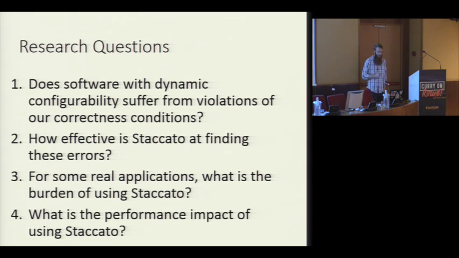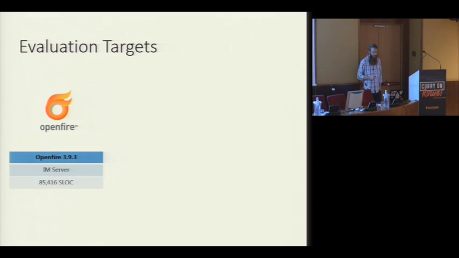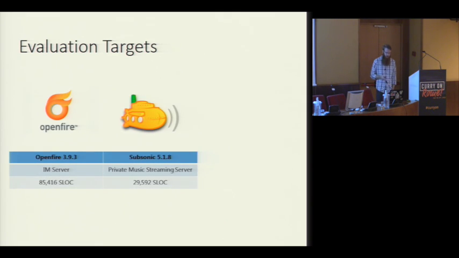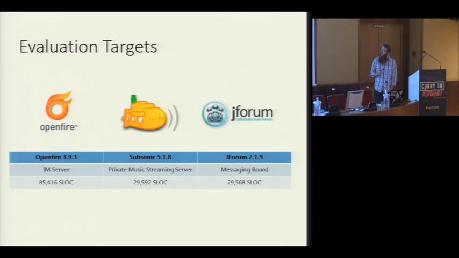So to evaluate Staccato, we looked at 3 open source applications: OpenFire, Subsonic, and JForm. These were all non-trivial programs of approachable complexity that also offered high levels of concurrency and dynamic reconfigurability.